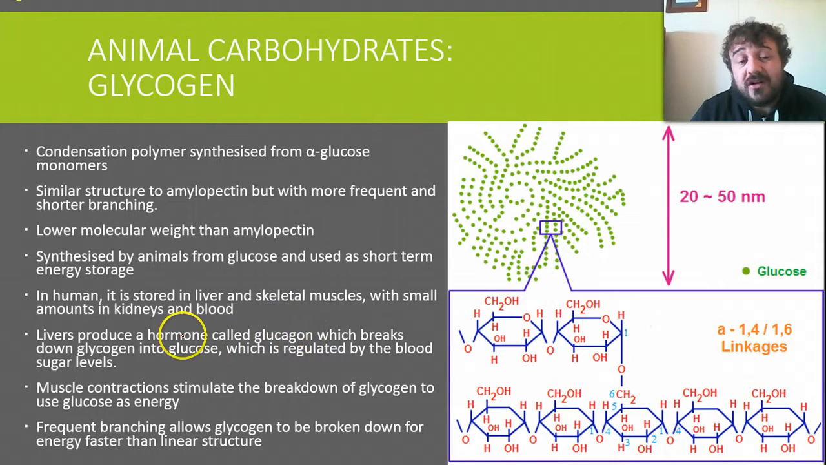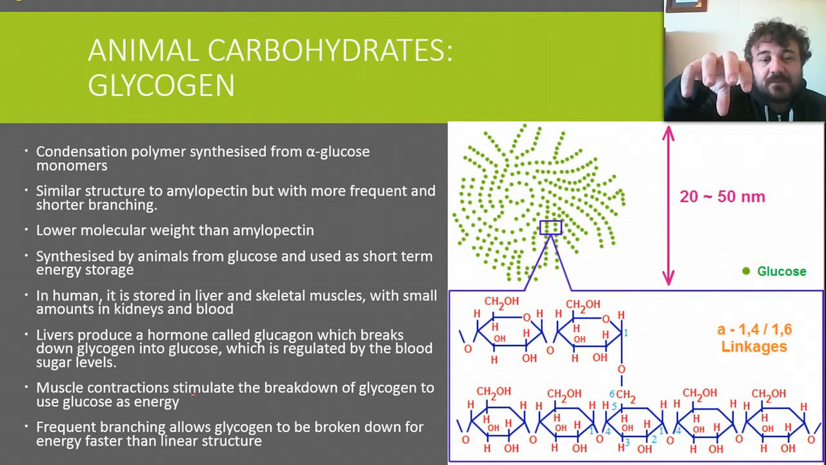We produce the hormone glucagon, and this is what breaks it down into glucose. This is regulated by the blood sugar levels. In muscle, it's used for muscle contraction as well. Glycogen is broken down by enzymes, and this allows us to use glucose as energy in our muscles.